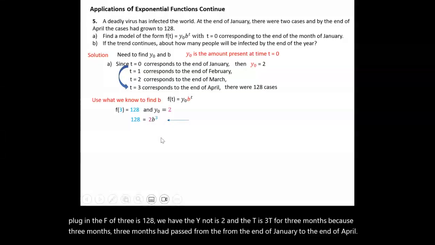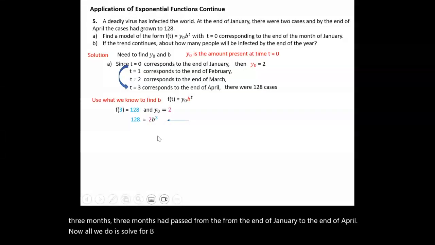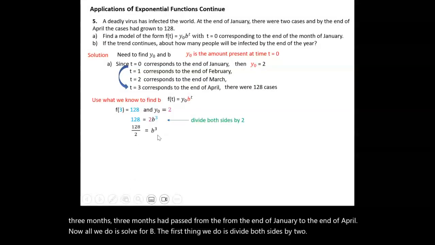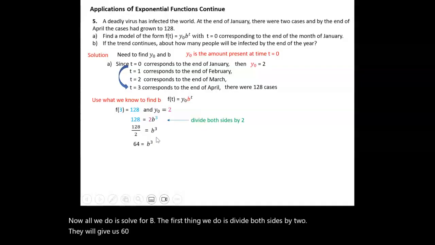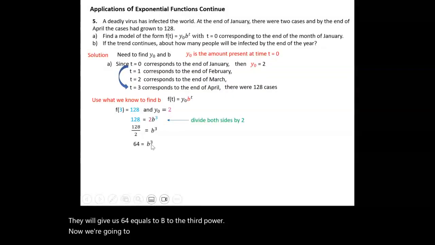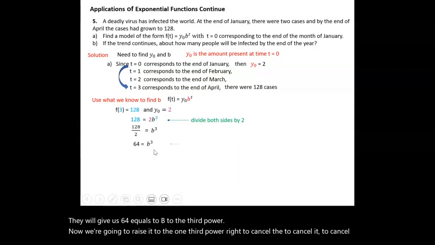Now all we do is solve for B. The first thing we do is divide both sides by 2. That will give us 64 equals B to the third power. Now we're going to raise it to the 1/3 power, right? To cancel the exponent 3.